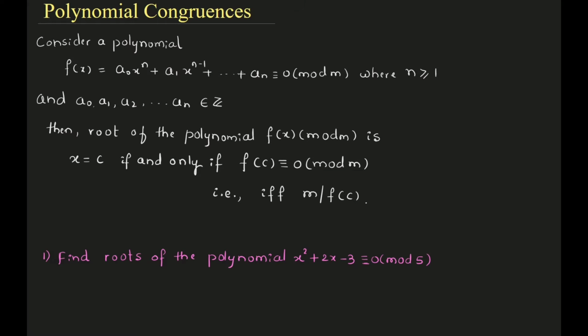Now, to find the root of such a polynomial equation, we say c is a root of this polynomial if and only if it satisfies the condition. What is the condition? Whenever you substitute c in the function, it should satisfy congruent to 0 mod m. Means what? When you put c, f of c is congruent to 0 mod m. If it satisfies, then you can say x equal to c is the root of the given polynomial. That means we say c is a root if and only if m divides f of c. Understood? If this property is satisfied, then we can solve the polynomial.